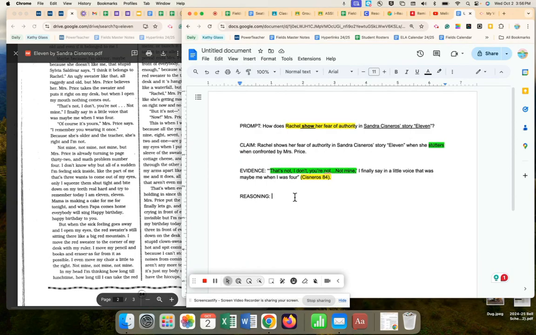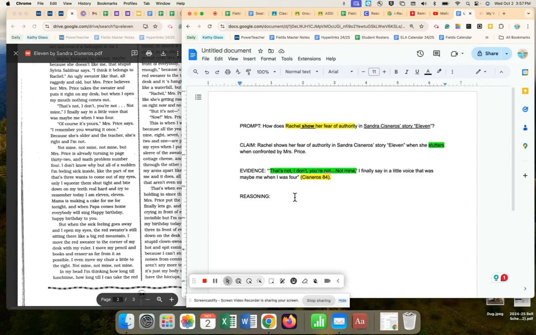So let's talk about this. Why is she stuttering? Why does it matter that she's afraid of Mrs. Price? Why are we talking about this? She's showing her fear of authority, right? So when somebody stutters, I want you to think about yourself, not just about the stuttering, sorry. When you're using reasoning, think about yourself. In class, we like to talk about see, think, wonder. I wonder what Rachel was feeling in that moment.